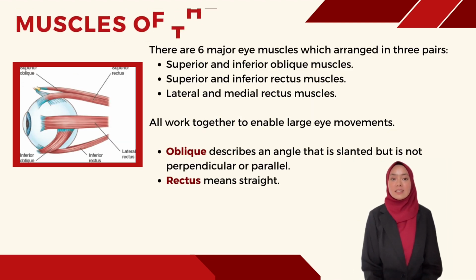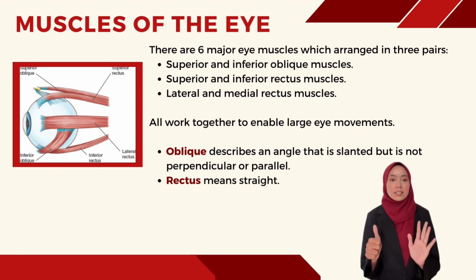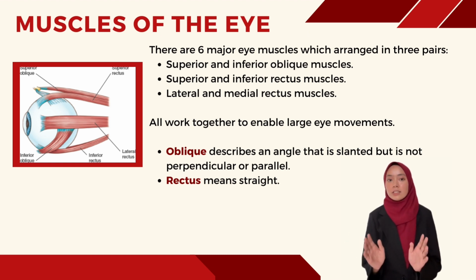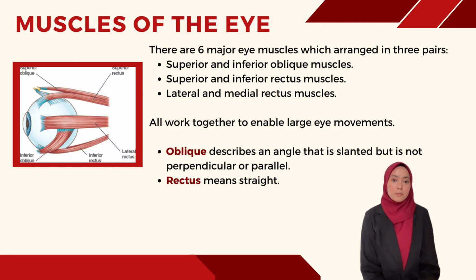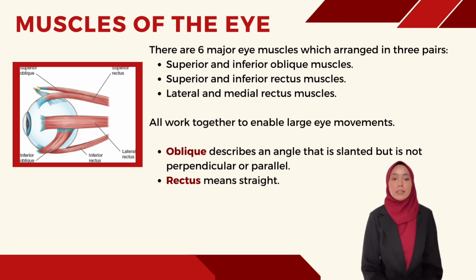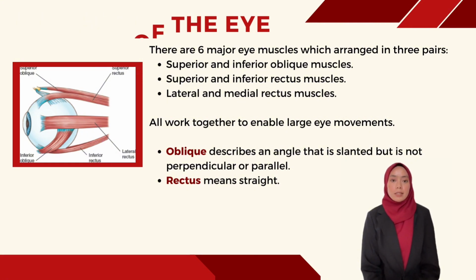The muscles are the second structure of the eyes. There are 6 major eye muscles, which are arranged in 3 pairs and are attached to each eye. What are the names of those muscles? There are the superior and inferior oblique muscles, the superior and inferior rectus muscles, and lastly, the lateral and medial rectus muscles. These muscles all work together to enable large eye movements. Oblique is described as an angle that's slanted but not perpendicular or parallel, and rectus means straight.